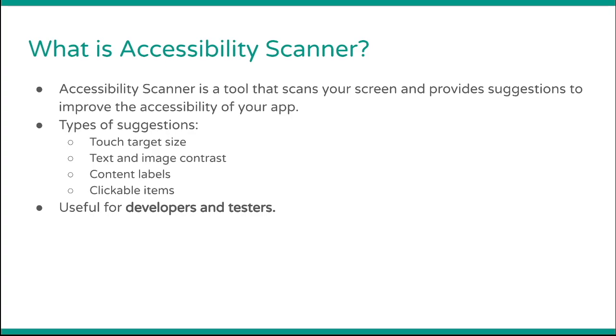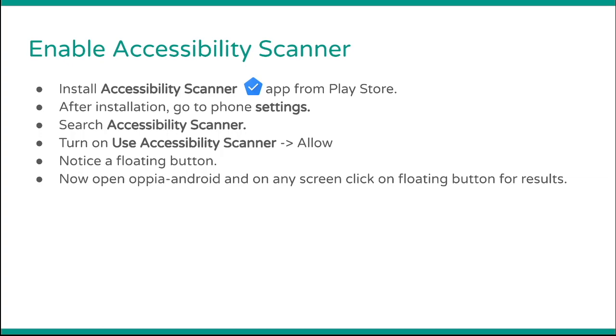So similarly for the clickable items, this scanner is actually very useful for developers and testers. Now the question is, how can we use this accessibility scanner? Basically, you can download it from the Play Store. It's an Android app which you can get directly from the Play Store, and from Android settings you need to enable it. I won't go into depth there. Let's jump directly to the demo.